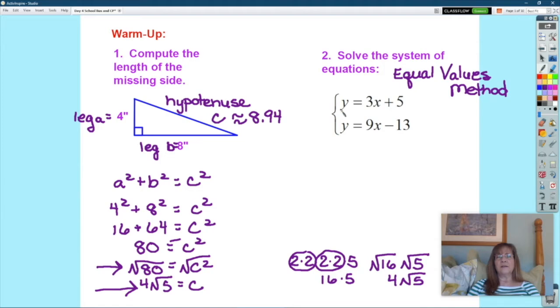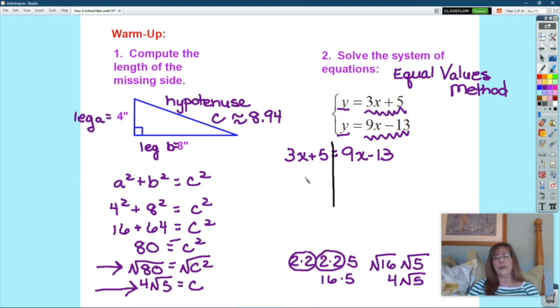And what that is, if y is equal to y, then 3x plus 5 must be equal to 9x minus 13. So I'm going to set that up. 3x plus 5 is equal to 9x minus 13. And we're going to go ahead and we're going to solve this.